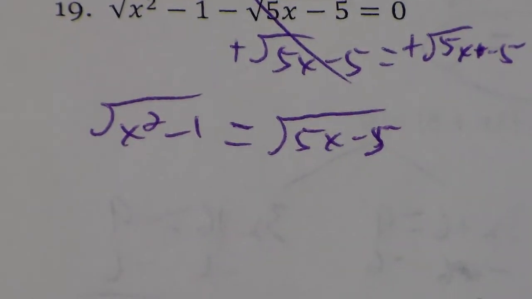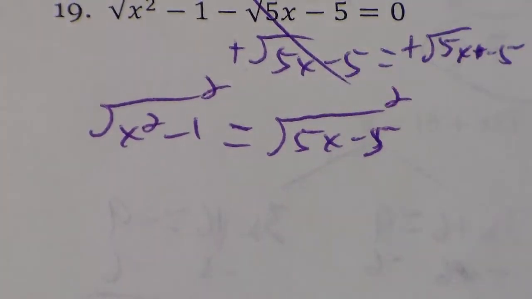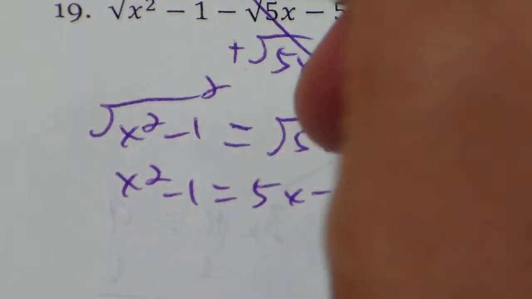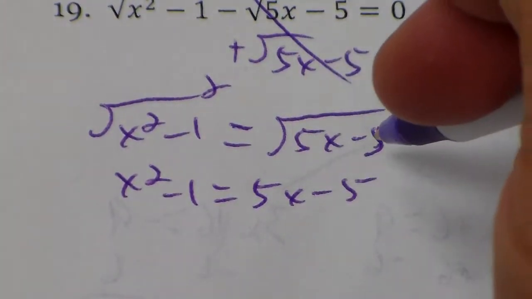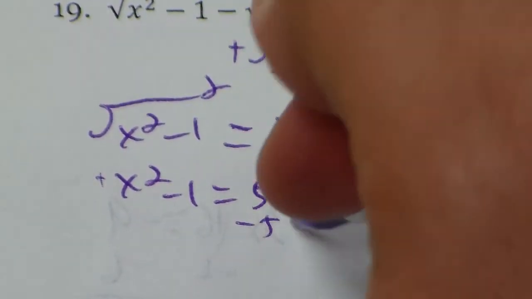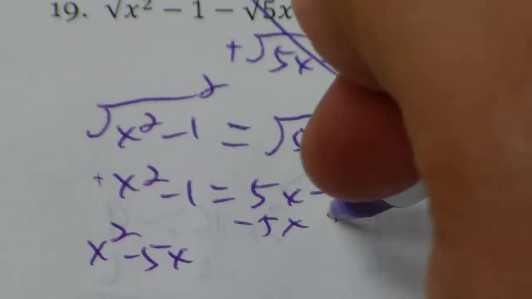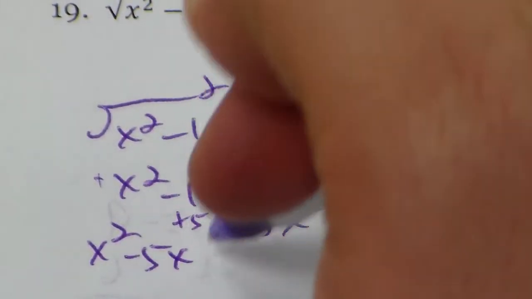Excellent, there we go. So then we're going to go ahead and power 2 both sides. So we get x squared minus 1 is equal to 5x minus 5. Want to get everything on the same side. Keep your x squared positive, so we'll minus the 5x to the left. So we get x squared minus 5x, and then add the 5, 5 minus 1 is 4. You want to factor that sucker, x and x.